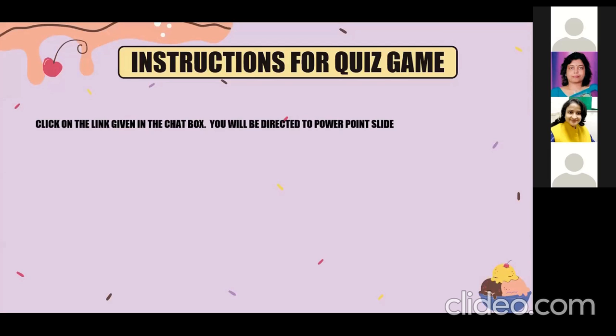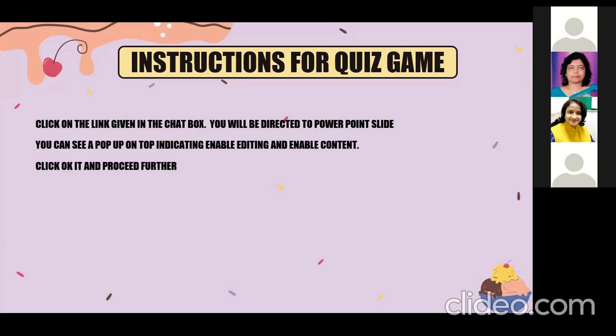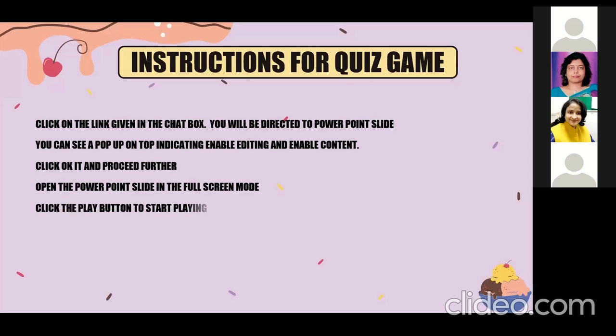You will be directed to a PowerPoint slide. Download the game, and you will see a pop-up again indicating to enable editing and enable content. Do that, then click on the slideshow mode and proceed further. Go to the slideshow mode or full-screen mode, and then you can start playing the game. Click the play button to start playing.